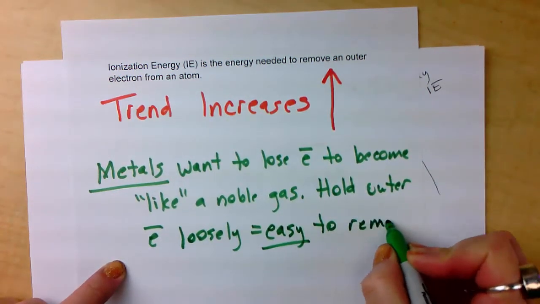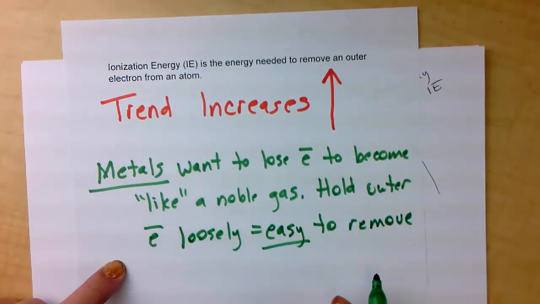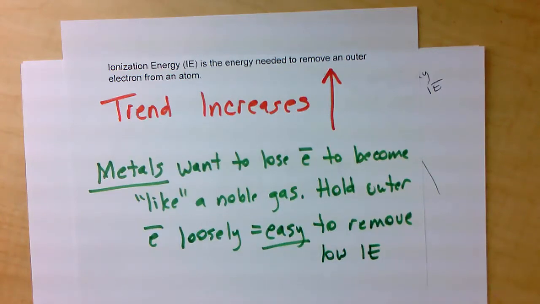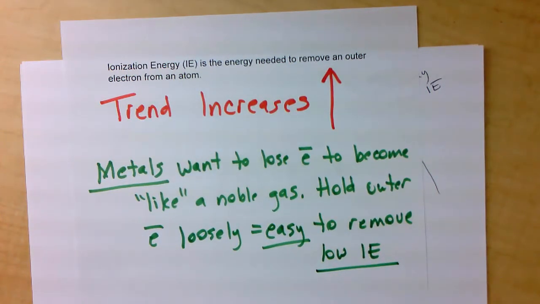Easy to remove. So is that a low or a high ionization energy? You're correct if you said low. Low ionization energy because they're easy to remove.